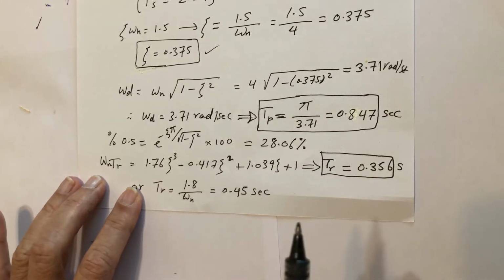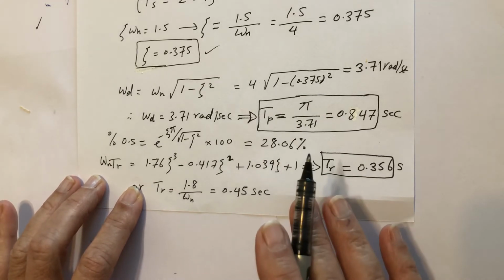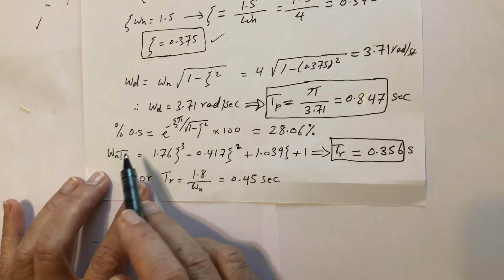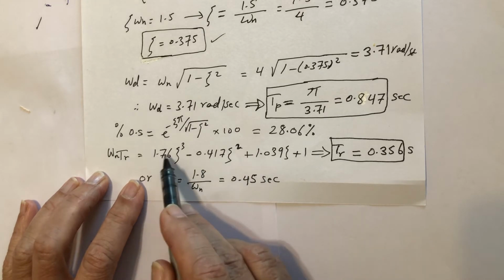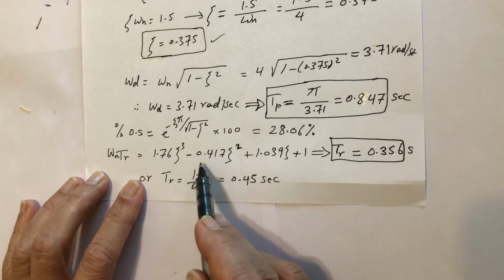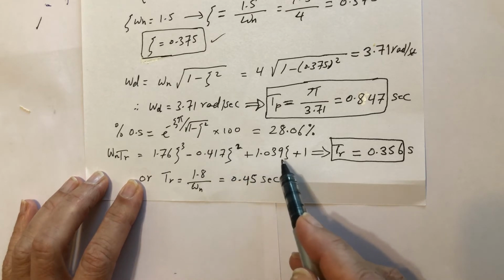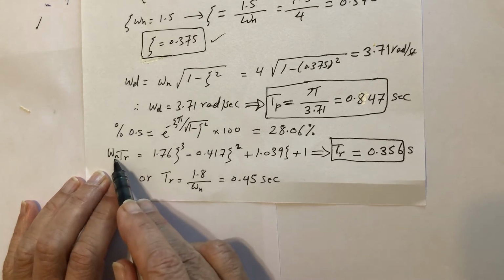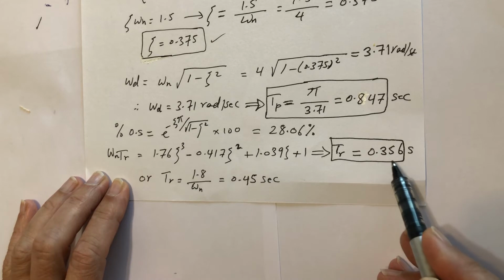Now I told you about rise time, and it has a long expression to solve. The expression given in your book is that one, omega n tr equal to this expression, 1.76 zeta cube minus 0.417 zeta square plus 1.039 zeta plus 1. From here, you know omega n, you can solve. You can find tr equal 0.356 second.